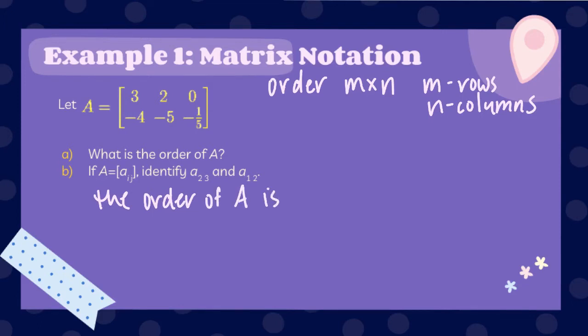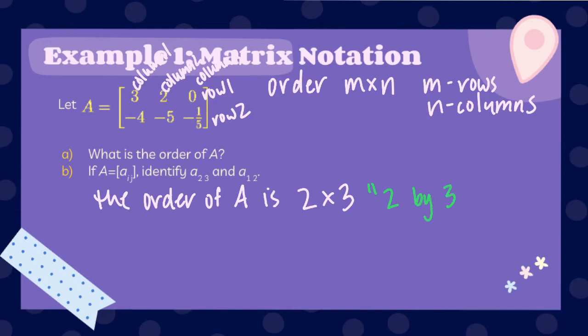is, notice how A has 2 rows and 3 columns. So the order of A is 2 by 3. Now, you wouldn't say 2 times 3. This is read as 2 by 3.